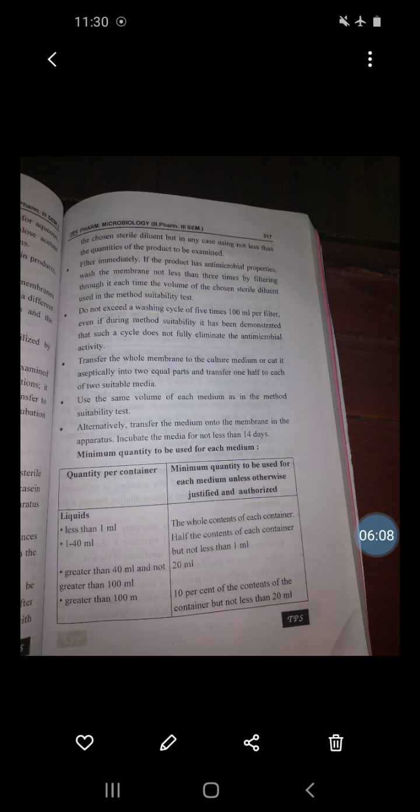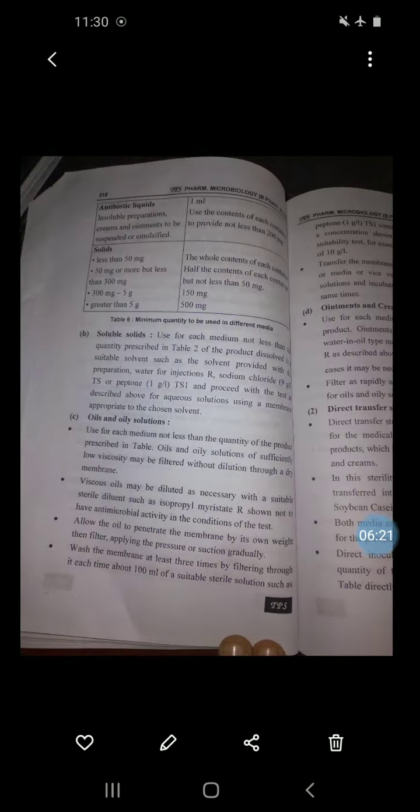Then if it is greater than 40 ml and not greater than 100 ml, then it is 20 ml. And if it is greater than 100 ml, then 10% of the content of the container, but not less than 20 ml.